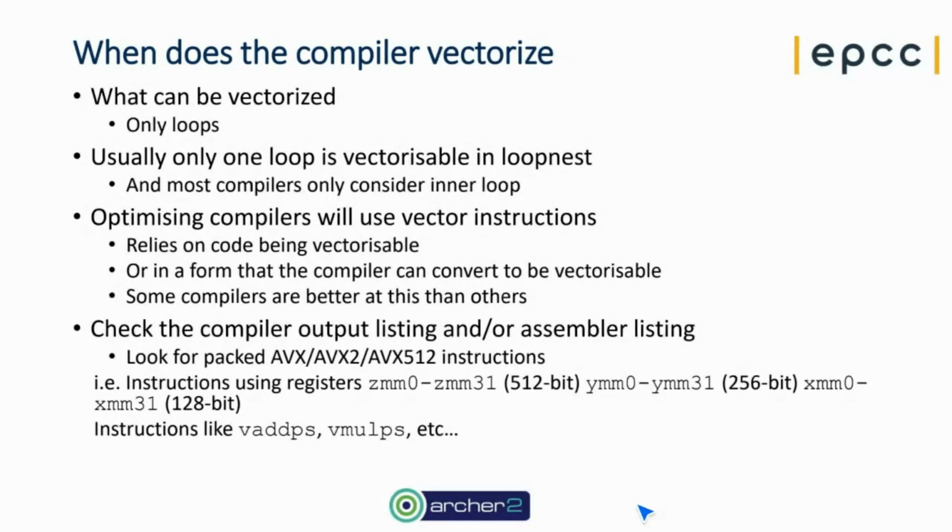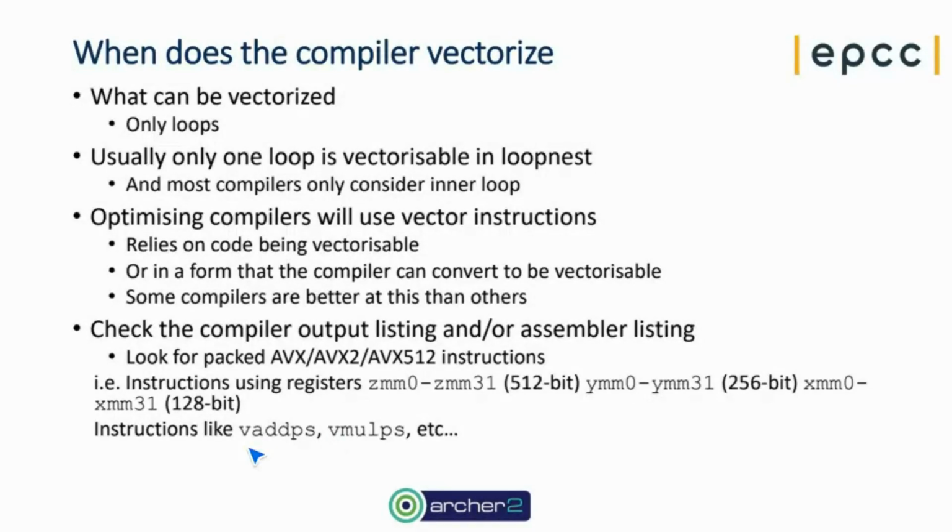So essentially, when does the compiler vectorize? Well, what can be vectorized? Just loops, okay? As I said before, usually only one loop in the loop nest is vectorizable, and that's normally going to be the innermost loop. So how do you know? One thing you can do is look at the compiler output listing, and we'll talk about that in more detail as to what to look for from various different compilers. Or you can look at the assembly code and see whether it contains the appropriate vector instructions, whether it's using the right registers or generating instructions that start with a V, for example, which are the vector instructions.